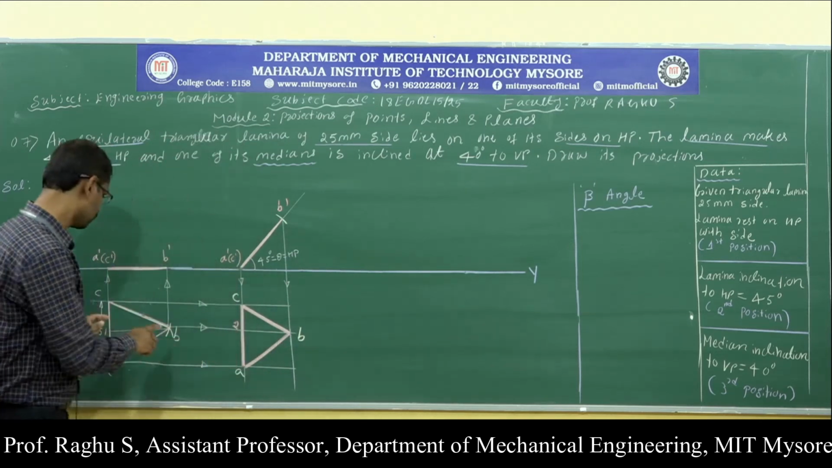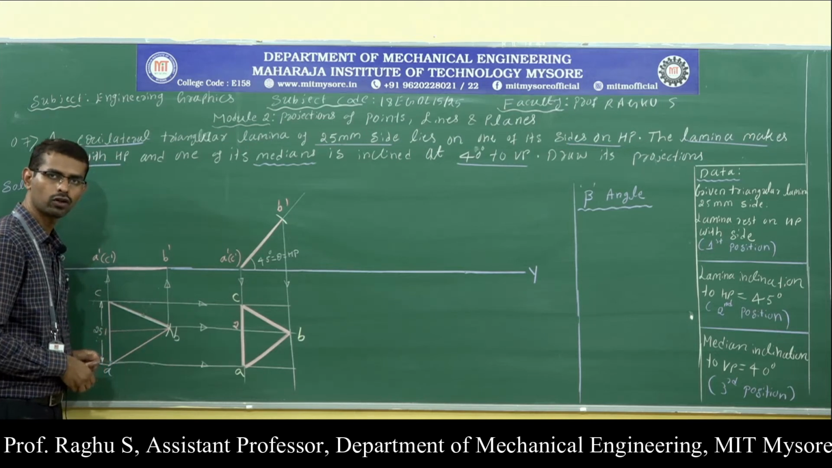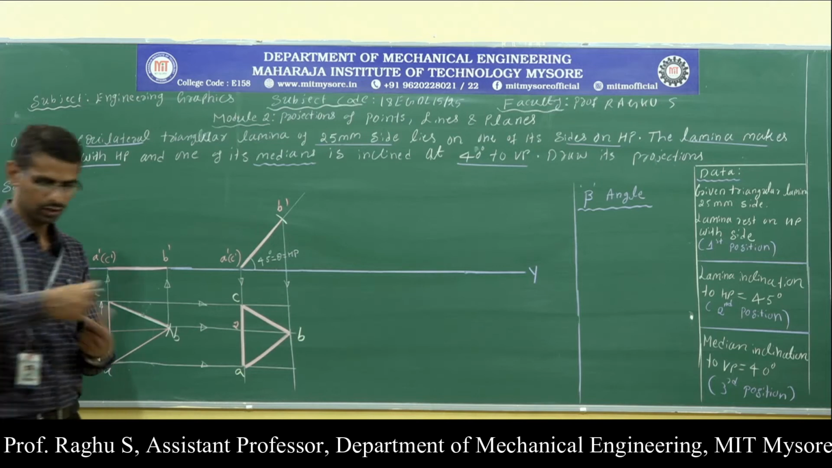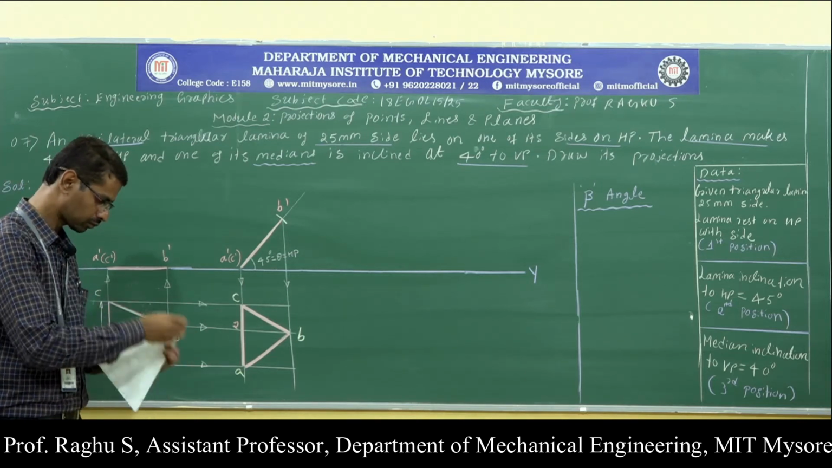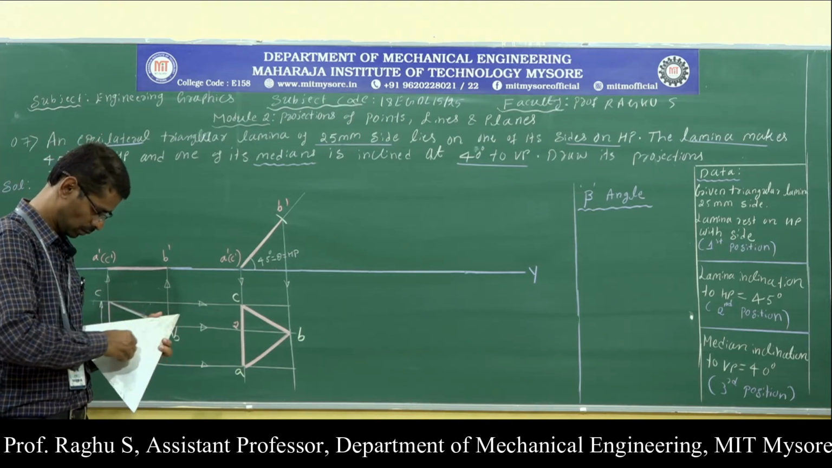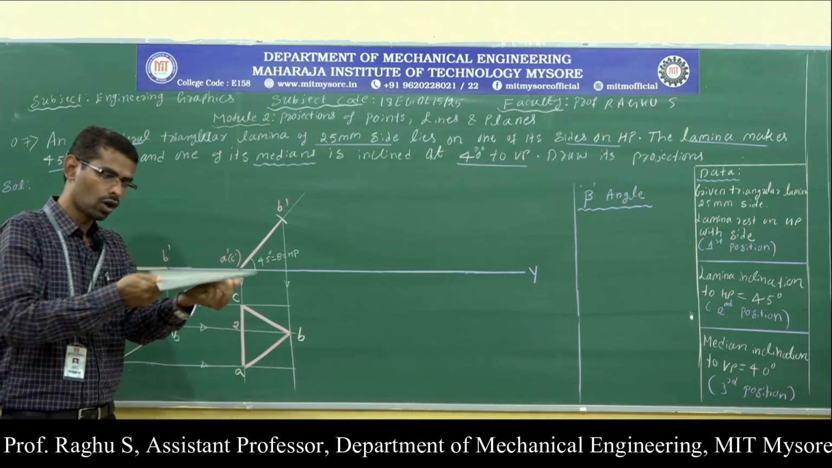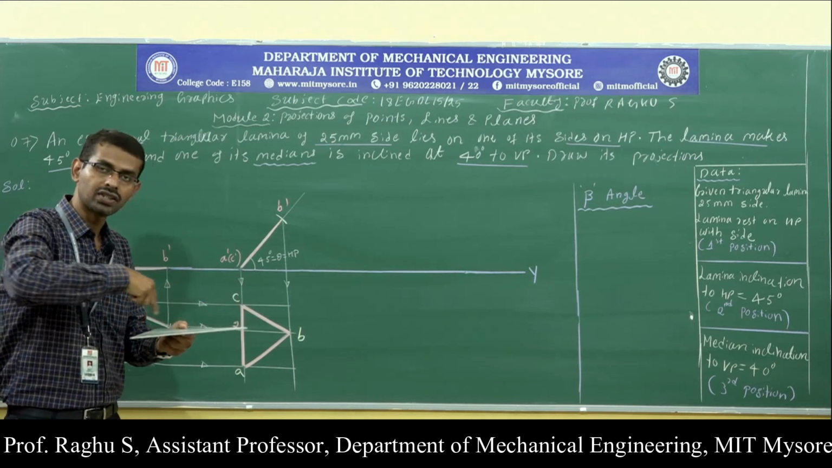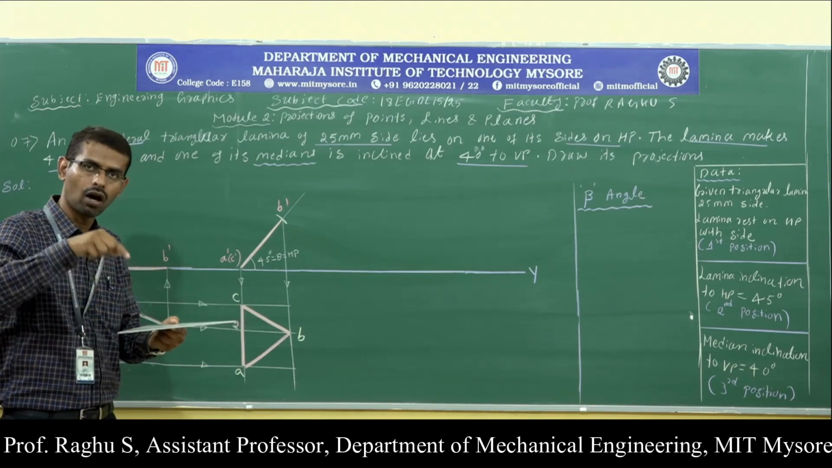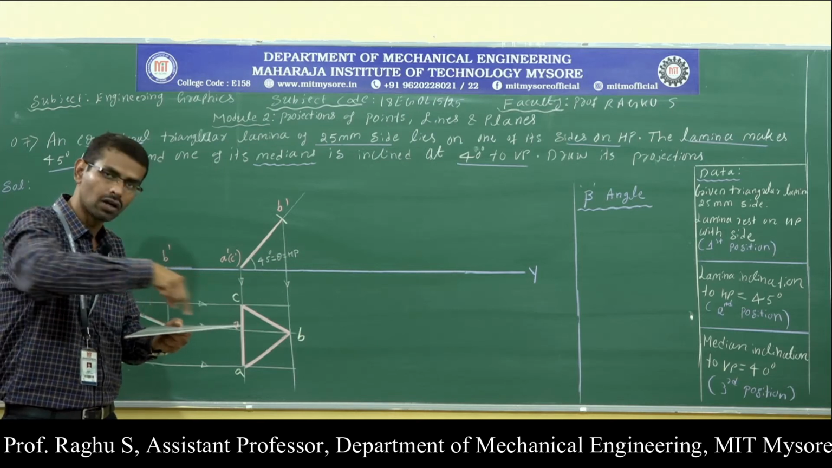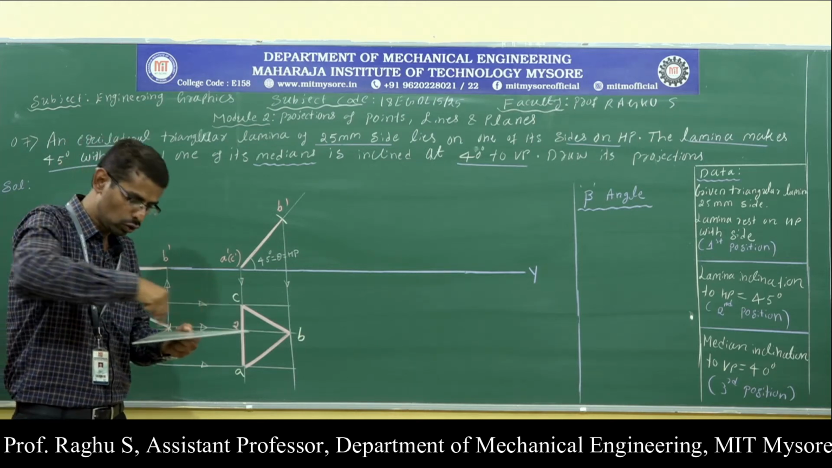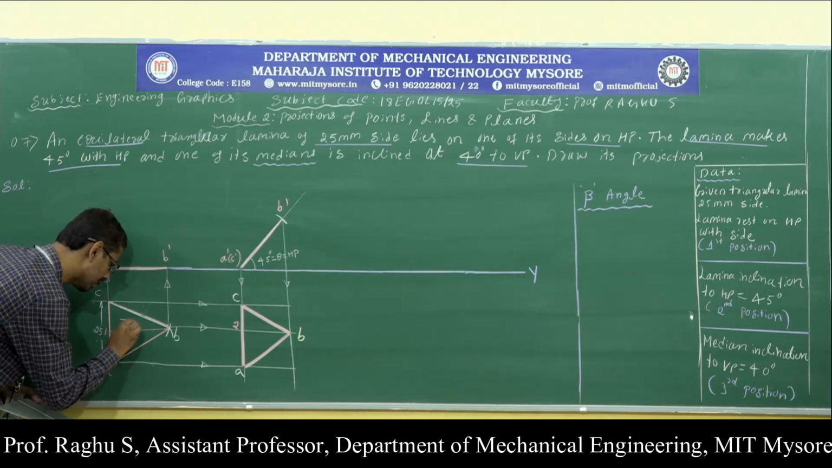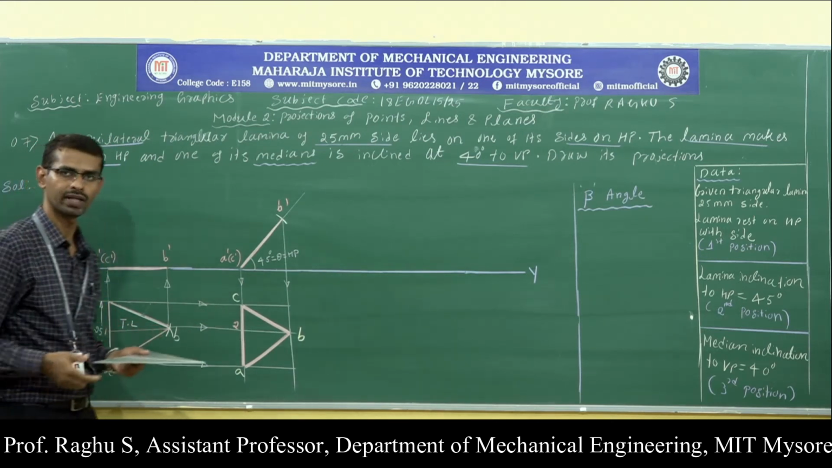Observe this first position, front view and top view. This is the median. When the lamina completely rests on HP, I can see the true shape of the triangle, along with the true length of the median. So B1 is the true length of the median.